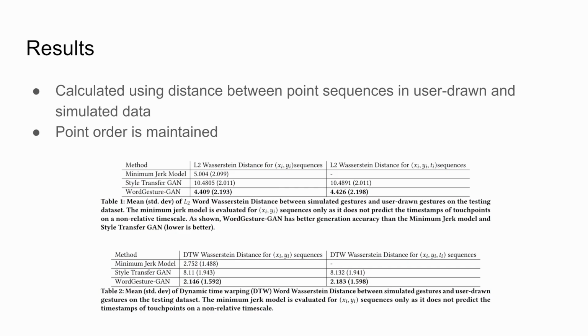Important to note is that in our calculation of the Wasserstein distance, the point order within each individual gesture is maintained. As shown in the results here, the WordGesture-GAN is more similar to the user-drawn gestures than either of the 2 other word gesture production models.